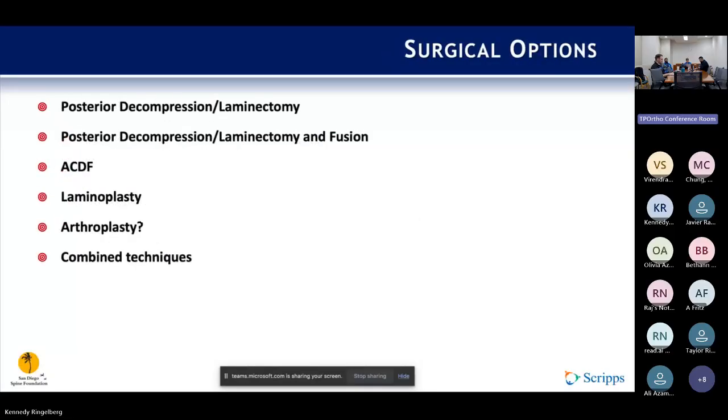So again, it was sort of alluding to it, but there are lots of surgical options for treating cervical myelopathy, and this includes posterior laminectomy alone, potentially, posterior laminectomy and fusion. Going anteriorly, you can do ACDF, and laminoplasty has also been described and is growing in favor in the US. And there's also now, in the literature, arthroplasty is becoming a potential treatment strategy. And it should be noted that you can also combine these techniques.